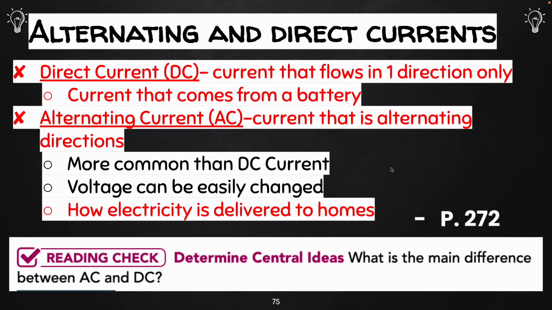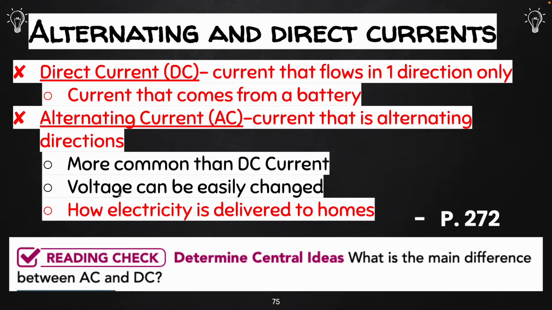So alternating and direct currents. Direct current, also known as DC current, is current that flows in one direction only. It is current that comes from a battery. When batteries produce power, they produce power in DC current. Alternating current, AC current, is current that alternates direction, goes back and forth and back and forth. Much more common than DC current.